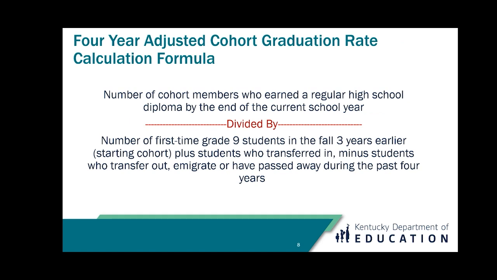The 4-year adjusted cohort graduation rate calculation formula is the number of cohort members who earn a regular high school diploma by the end of the current school year, divided by the number of first-time 9th graders in the fall 3 years earlier who started that cohort, plus students who transferred in, minus students who transferred out, emigrate, or have passed away during the last 4 years. The 5-year adjusted cohort graduation rate is calculated in the same way. The only change is that you would be dividing by the number of students from 4 years earlier.